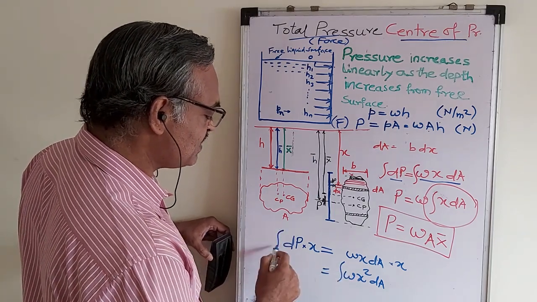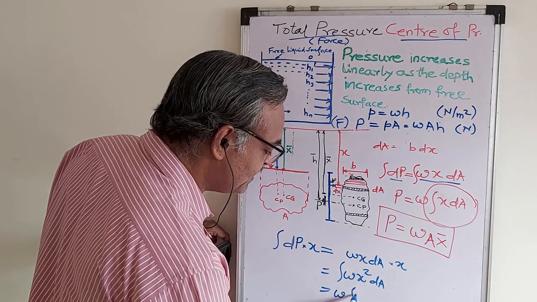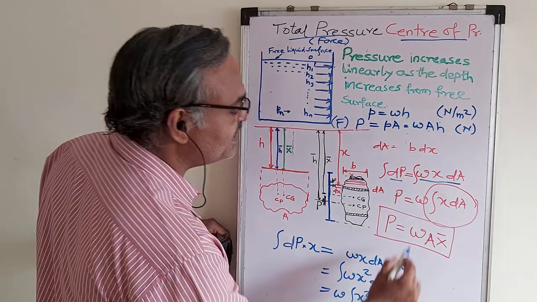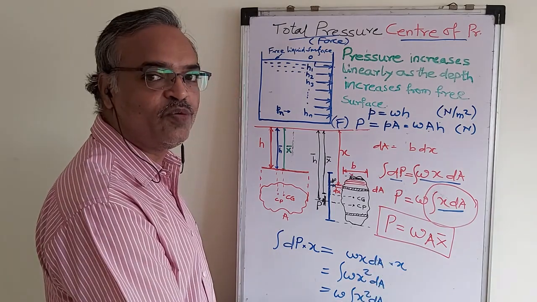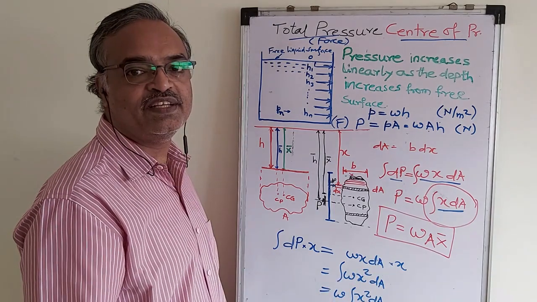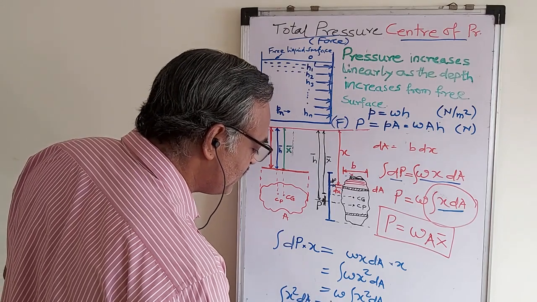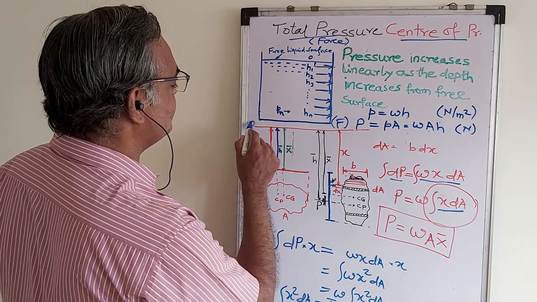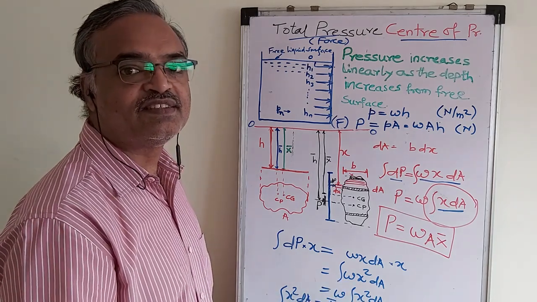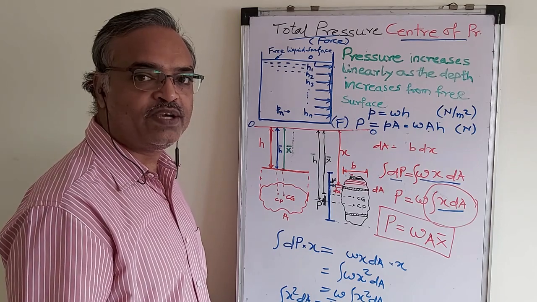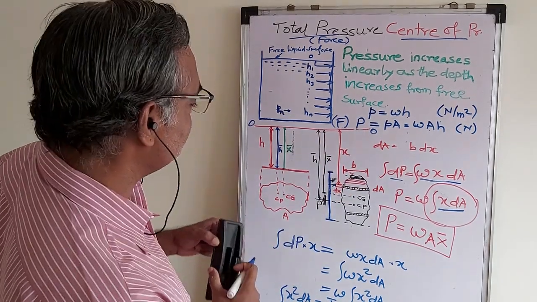So if we integrate, it becomes integration of dp into x is equal to integration of w x square dA, which is equal to w, a constant, taken out of the integration sign, times integration of x square dA. See here, earlier it was the first moment of area. Now here it is the second moment of area, which is nothing but moment of inertia. So this integration of x square dA is equal to moment of inertia along which axis? Because we are considering this as axis OO, so this is IOO. So integration of x square dA is the moment of inertia along the axis OO.